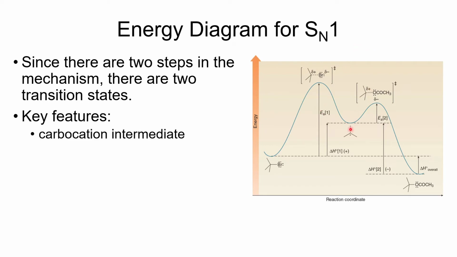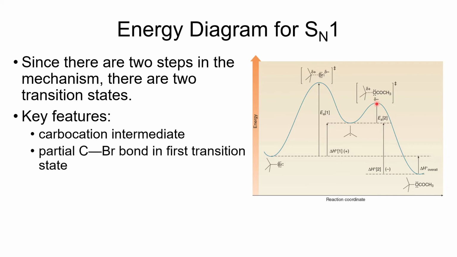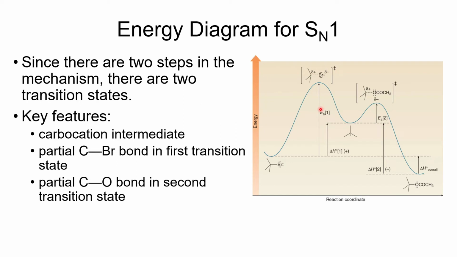We form a carbocation intermediate, and again, we're going to talk extensively about that carbocation intermediate. And then we're going to form a new bond in between the carbocation and the nucleophile, and then we'll get our product as our final thing down here. In our first transition state, we do have a partial carbon-halogen bond, and we'll get partial charges on the carbon and on the halogen. In the second step, we'll have a partial bond between carbon and oxygen as that one is being formed. Again, partial charge on the carbon and also on the nucleophile atom.